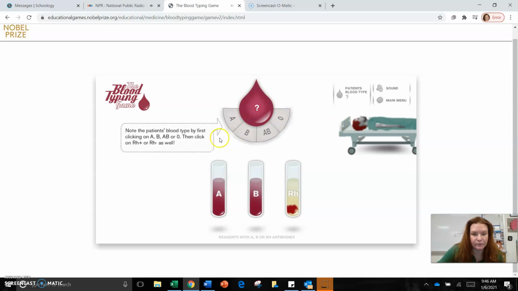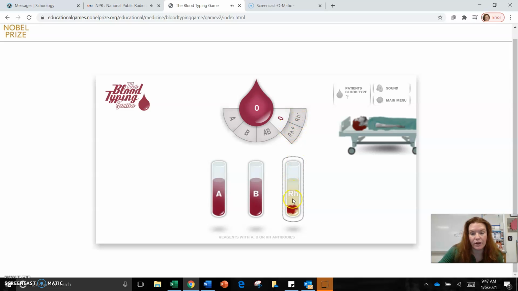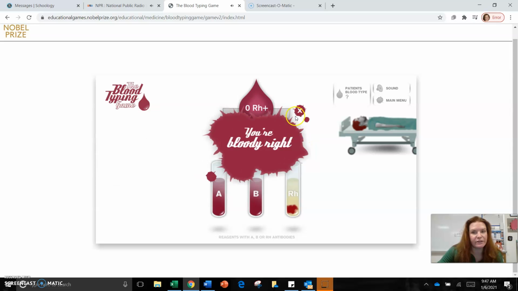So for this one, A didn't clump, so I don't have A's. B didn't clump, so I don't have B's. Well, if I don't have A's or B's on my blood, what type of blood do I have? O, I have O blood. So I know that this patient has O blood, but do they have positive or negative blood? Well, I had clumping here, so this is a positive reaction. So this person does have RH antigens on their blood. So I'm going to click RH positive. We're bloody right. All right.